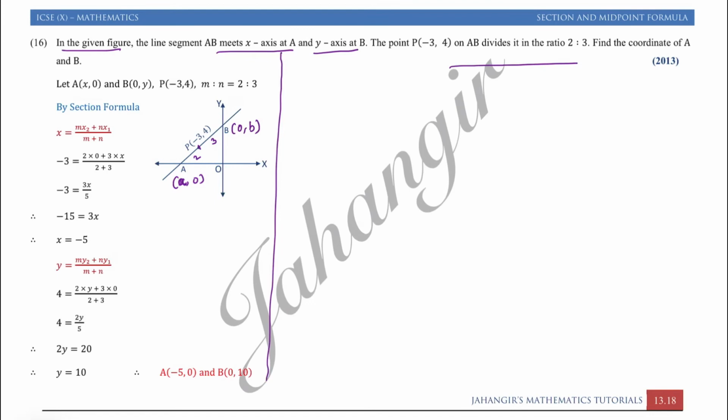So let us draw a diagram, a simple line. Here we can say A is A comma 0, P is a point which has the coordinate of minus 3 comma 4, and B is the point whose coordinate is 0 comma B as it lies on the y-axis. And our ratio is 2:3. So we can see it's a very simple question. We will just use the section formula, and this type of question we also did in the exercise as well as in repeated board questions previously. So we will use the section formula.